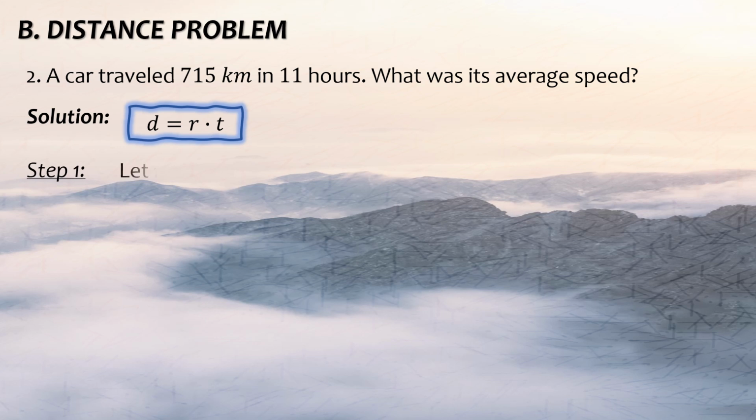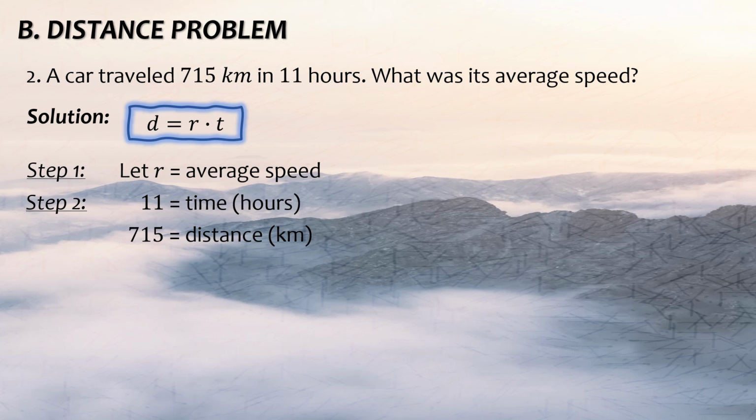So let's have the step 1, let R be the average speed, since iyon yung hinahanap. Step 2, 11 is the time or yung hours, and 715 is the distance in terms of kilometers. Let us now apply the formula. 715 is equal to 11 hours times R. So, saan natin nakuha yung equation na yan? Ito ay binase natin sa formula ng distance. Since may given tayong distance, sinubstitute natin yung given which is 715 and then sinundan ng given na time which is 11 hours and then R.